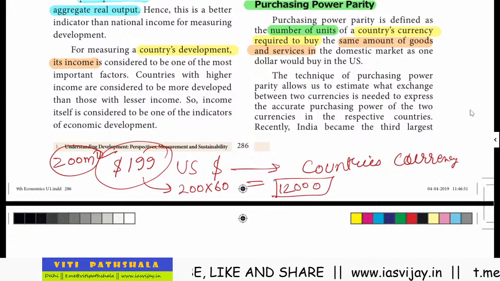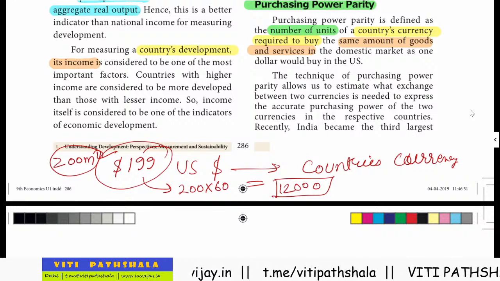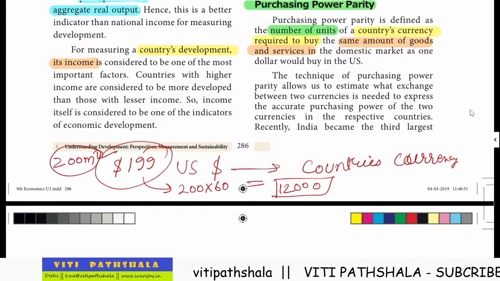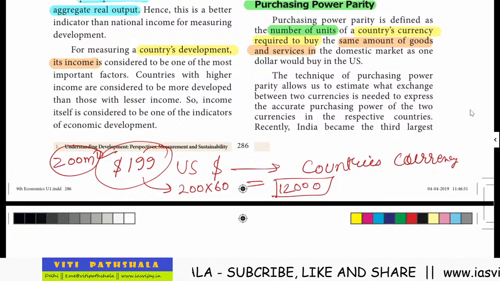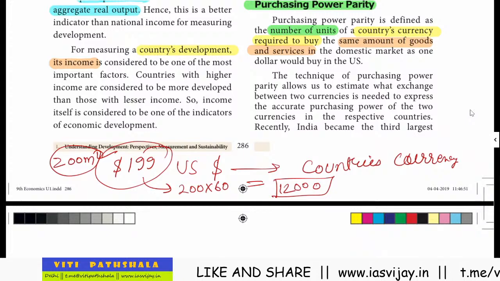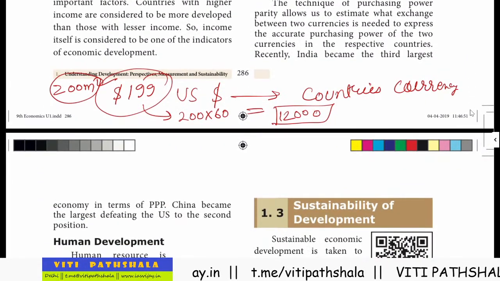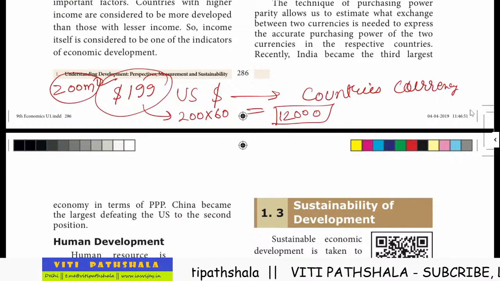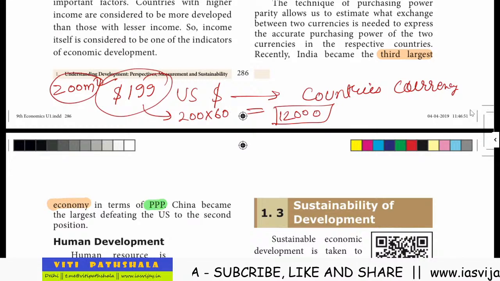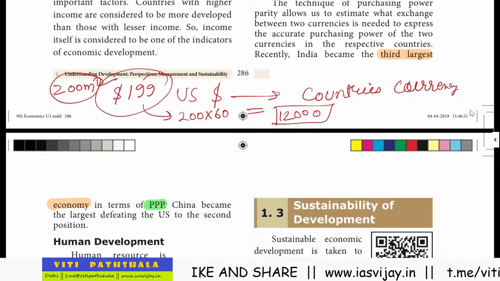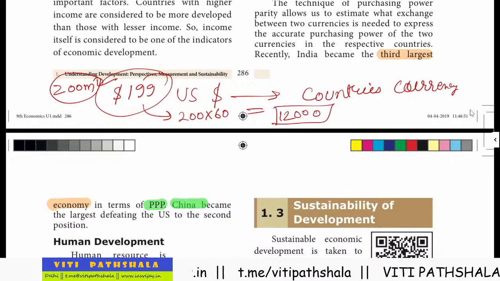Now, the technique of purchasing power parity allows us to estimate what exchange rate between two currencies is needed to express the accurate purchasing power of the two currencies in their respective countries. Now, remember that recently India became the third largest economy in terms of purchasing power parity. China became the largest, defeating the US to the second position.